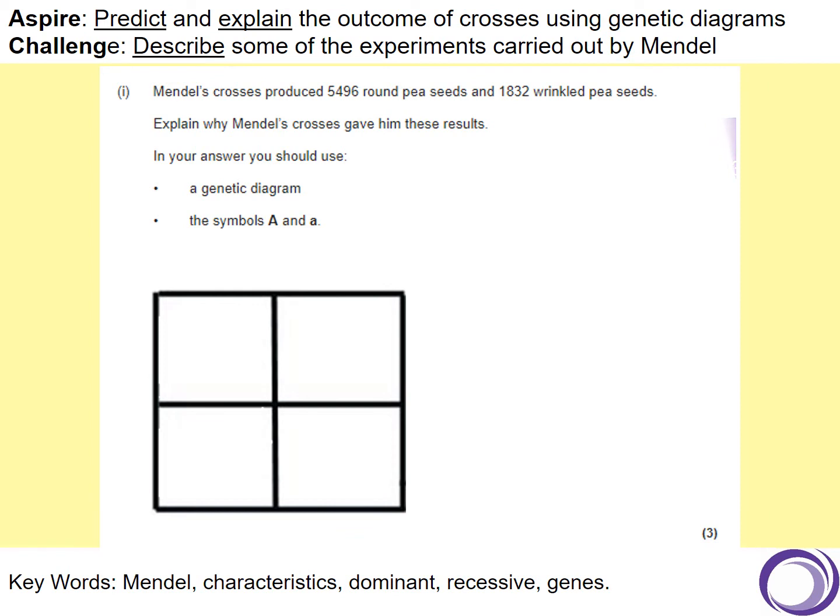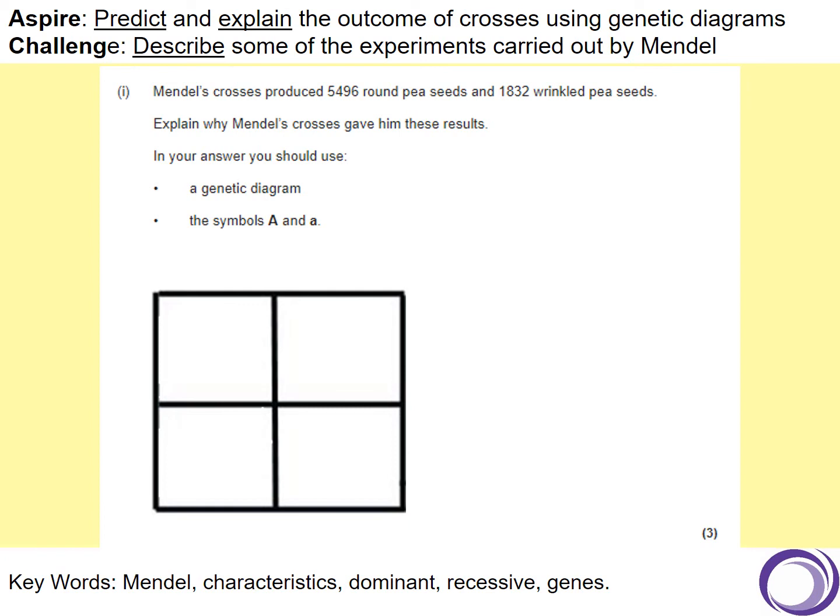Okay, brilliant, time's up. This question's really difficult because it's asking you to look at the answer and work out the question, if you like, so to work backwards. Now it's told you 5,496 of the offspring were round and 1,832 were wrinkly. So the first thing you needed to do was work out how many times more round pea seeds you had than wrinkly. And there are three times as many. So you've got a ratio of 3 to 1 round to wrinkly.